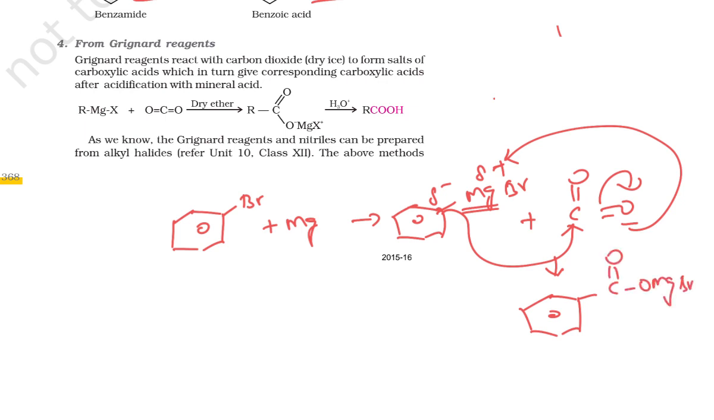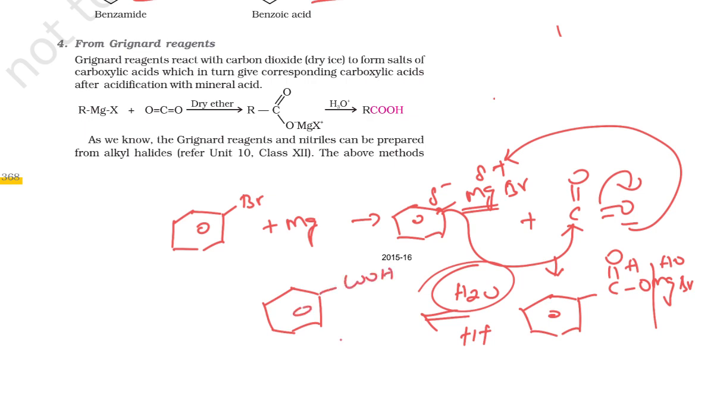Clear? Then when it reacts with water, in acidic medium, at that time the bond gets broken here. This side hydrogen, this side your OH, so your benzoic acid is the product, and then one more byproduct is this one. Understand? I hope you understand that. Okay, we'll go for next.